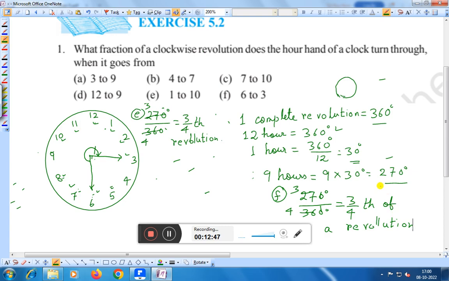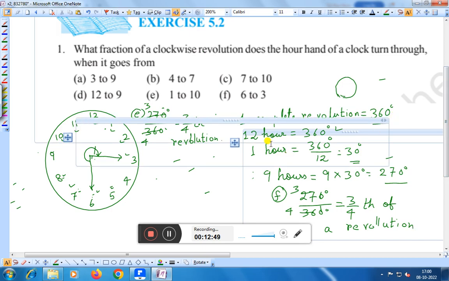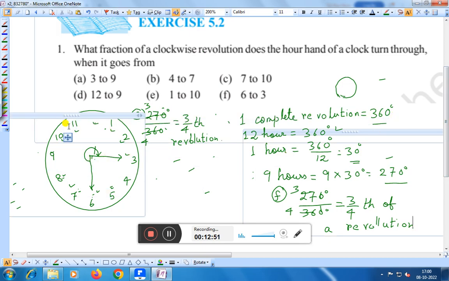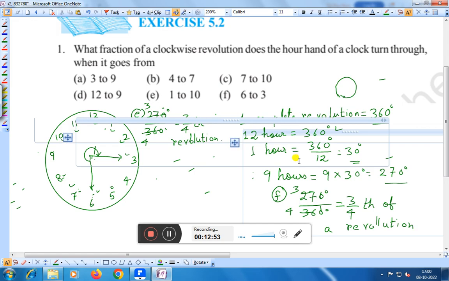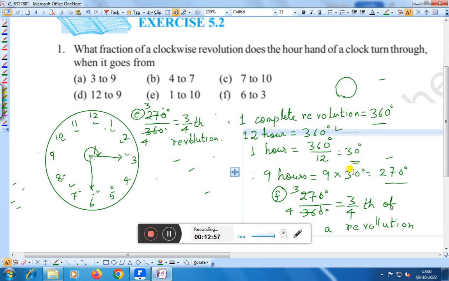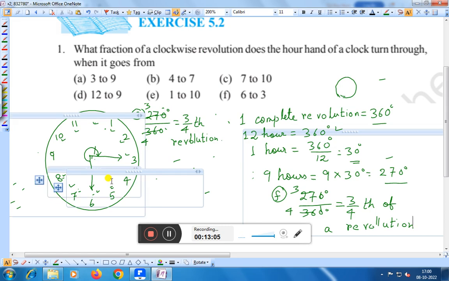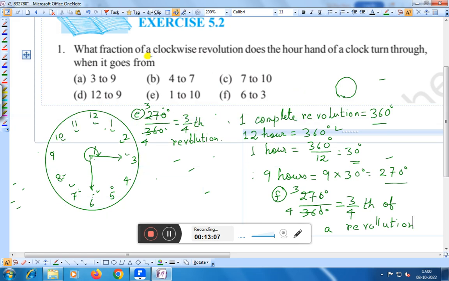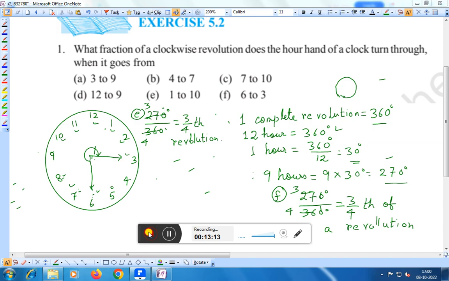This is the solution of question number 1. Again we are repeating that one complete revolution is 360 degree. Here you see in a clock there are 12 hours. 12 hours is equal to 360 degree, so 1 hour is equal to 360 by 12, that is 30 degree. Suppose 9 hours, 9 into 30 is 270 degree. If it is 3 hours, 3 into 30, that is 90 degree. Like this, we can find out the fraction of a clockwise revolution. This is the solution of question number 1.